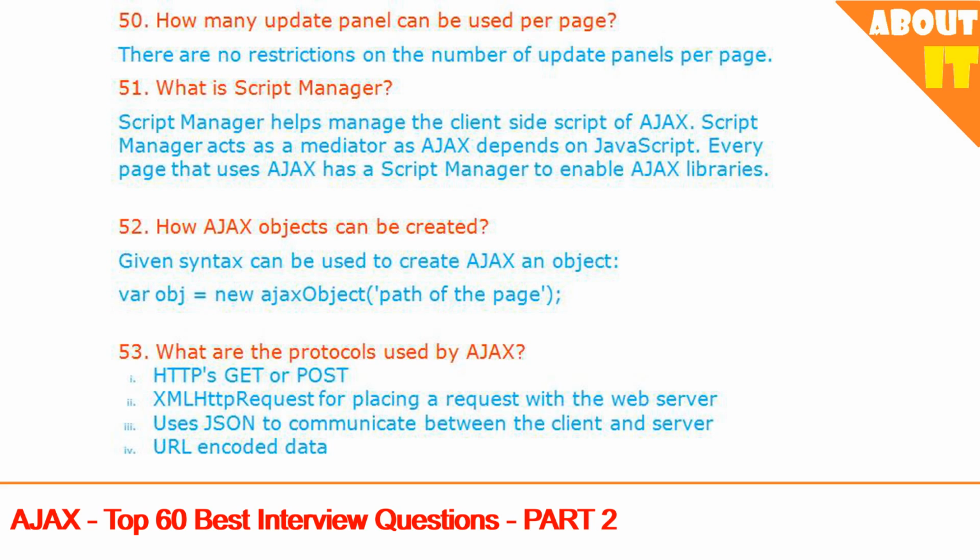52. How can AJAX objects be created? Given syntax can be used to create an AJAX object. var obj = new AjaxObject(path of the page).